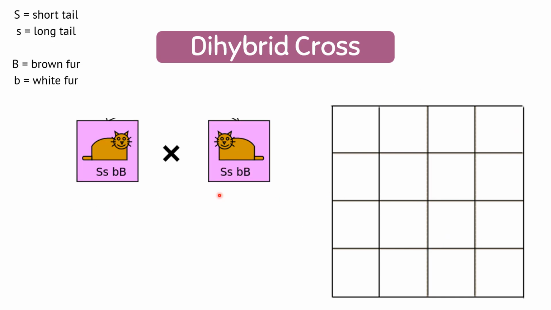Here we have two cats. Both are heterozygous, as you can see from their genotypes. Capital S is short tail, lowercase s is long tail. So both cats have the allele for both. Capital S, of course, is dominant, so they're going to express the dominant allele as the dominant phenotype. And capital B is brown fur, lowercase b is white fur. Again, both of them have that capital B, so they're going to express that dominant phenotype.